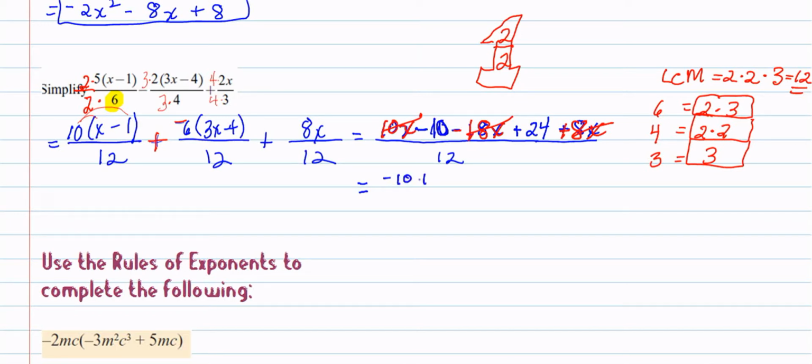I'm going to go ahead and rewrite it just to show you. Over 12. Okay. 24 minus 10 is 14. Over 12, or 7 over 6. And that is reduced improper fraction form. That is fine. This would be simplified.